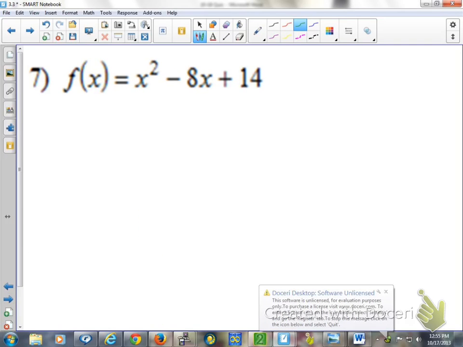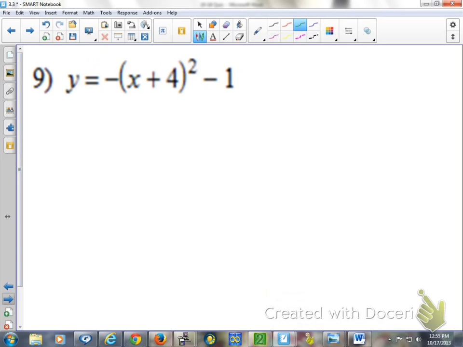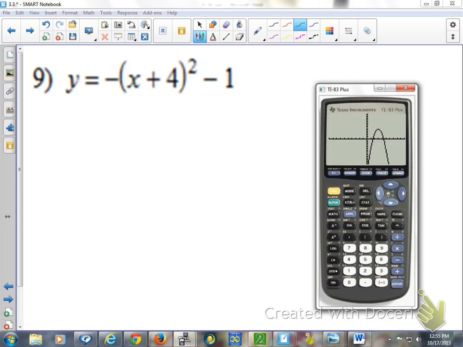Number 7. Hey, I'm gonna need help on 9 and 10 too. I don't know about them. They just look different. Actually, let me just do 9. You just punch them in. They're the same exact thing. Clear it out. Negative, parentheses, x plus 4, close parentheses, squared, minus 1, graph. That's number 9.